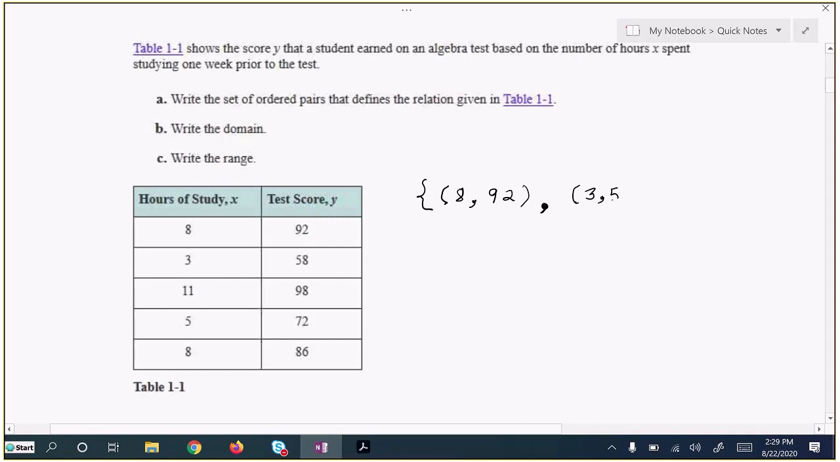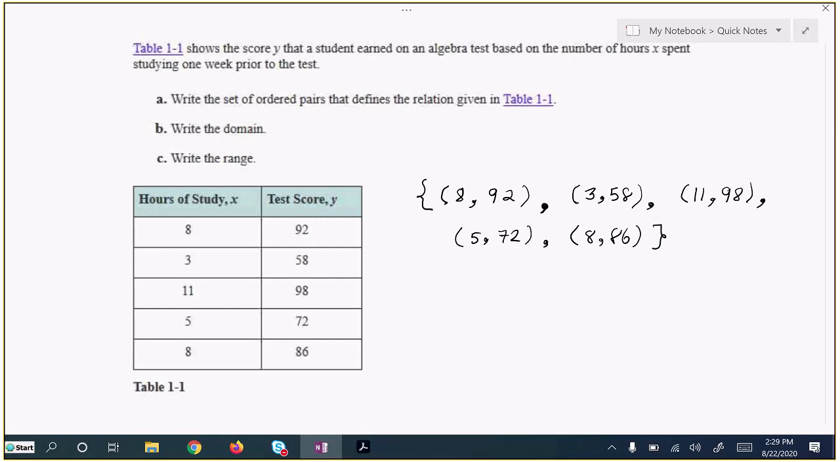So in this class, there was a student who spent 3 hours studying the week before the test, and they made 58. Then (11, 98) is another ordered pair, (5, 72), and (8, 86). So this is the set of ordered pairs. This is a relation because a relation is just any set of ordered pairs.